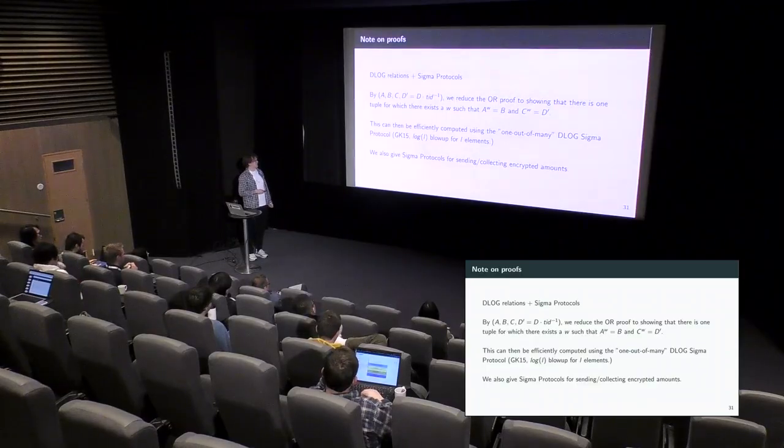And then we also have Sigma protocols in the paper for when you send the transaction to the chain: you need to prove it's from you, and that you have the balance to do so when you've lowered your balance. Likewise, when you collect it, that your balance has gone up, that it was from you, etc.